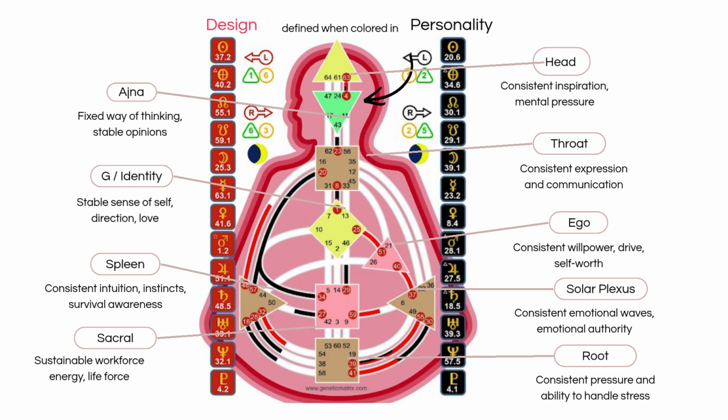The triangle on the left is the spleen, and when defined, it provides consistent intuition, instincts, survival awareness. The pink square in the middle is the sacral, which provides a sustainable workforce, energy, and life force. The triangle on the right is the solar plexus. When defined, one would have consistent emotional waves, and this would be your emotional authority. And finally, a defined root provides consistent pressure and the ability to handle stress.